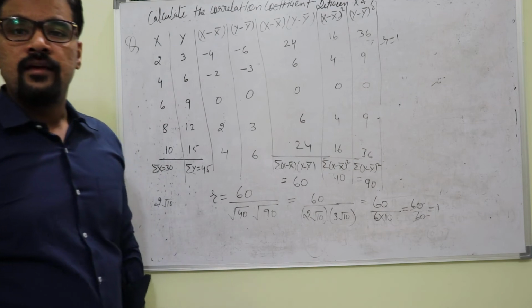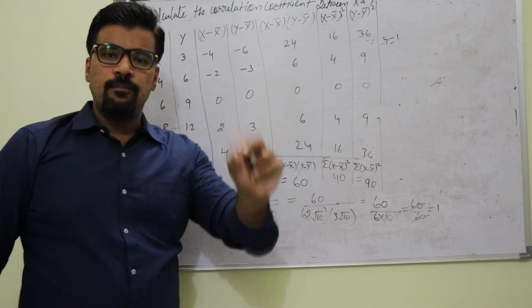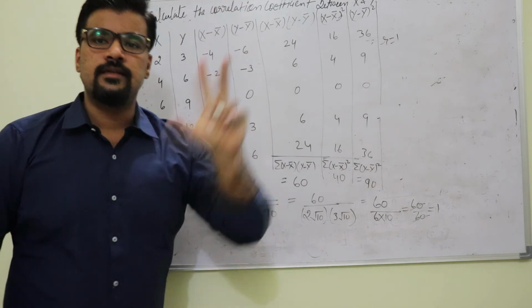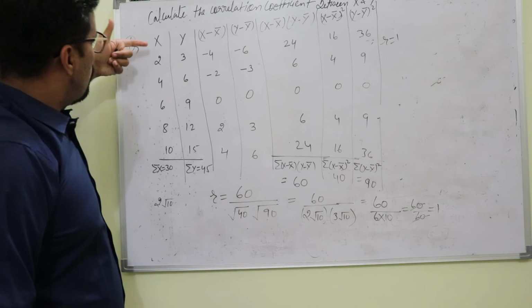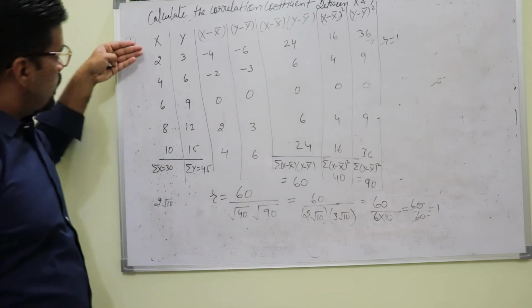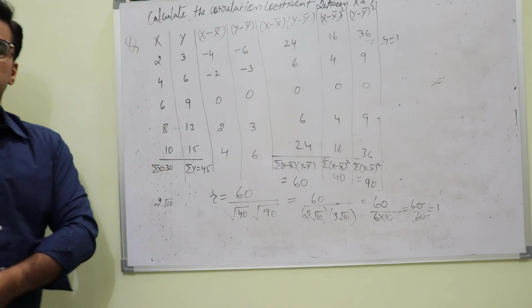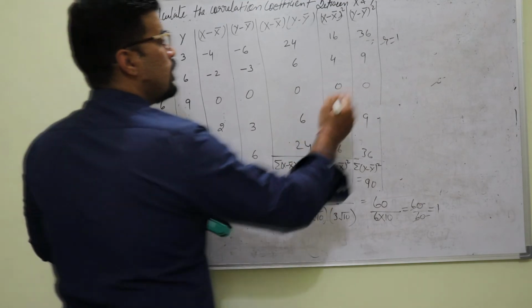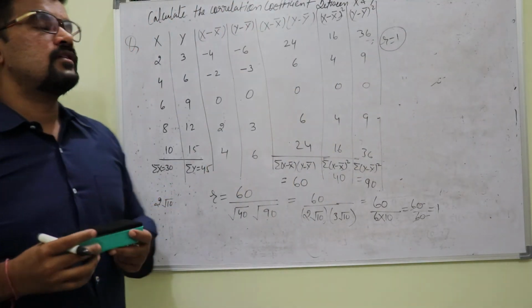What does it mean? r is equal to 1 means we have perfectly positive correlation. Perfectly positive correlation. Why? Because the direction is the same. See, if x is increasing, y is also increasing by a certain interval. So this is what happens. By this value r is equal to 1, we have got our answer, that the calculation of correlation coefficient r is equal to 1.